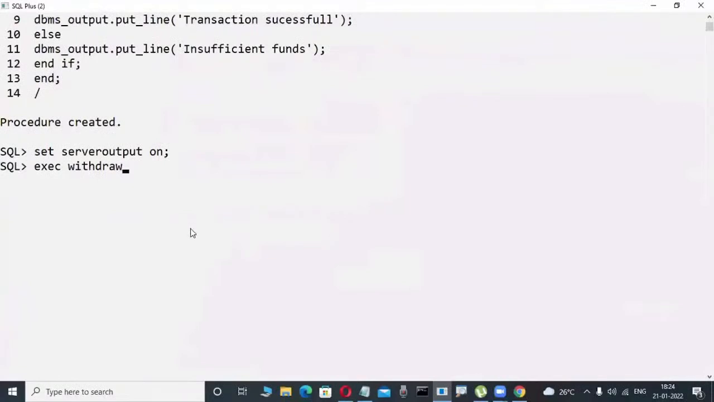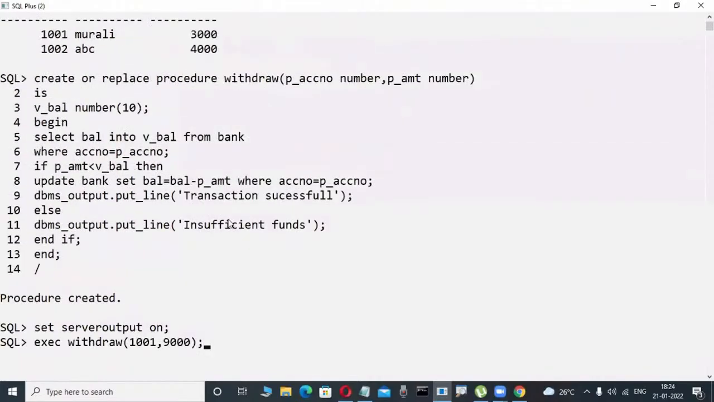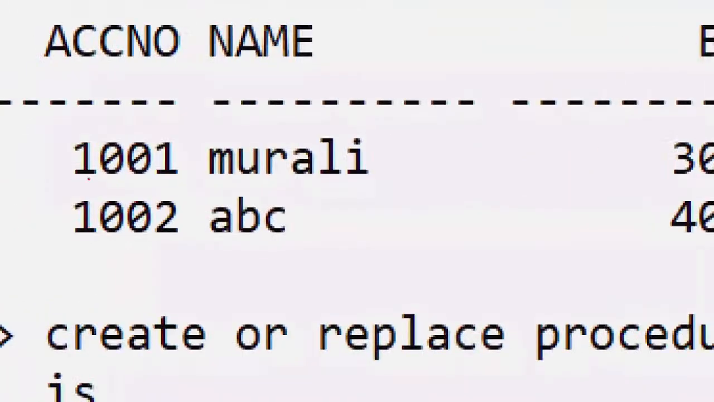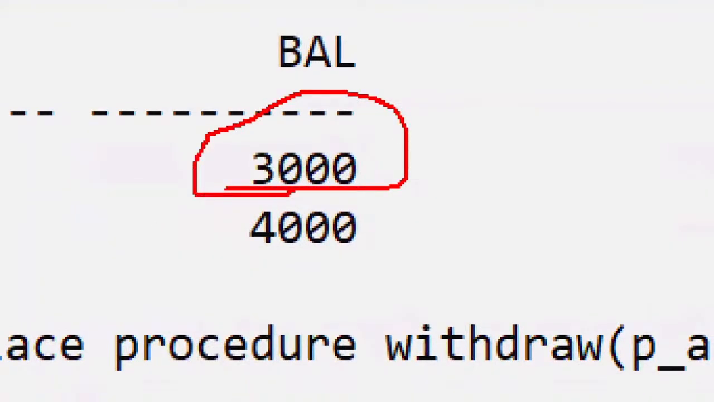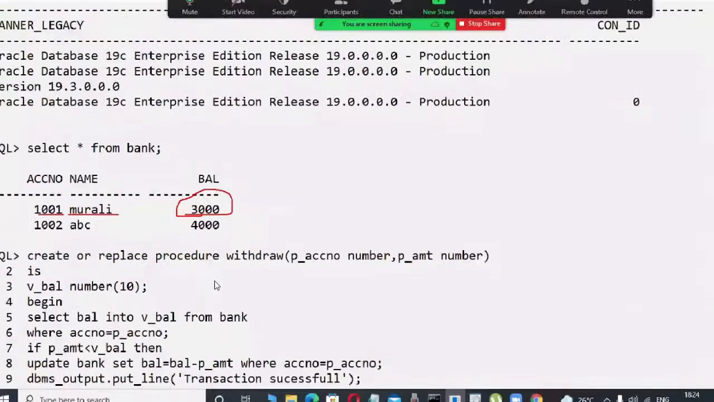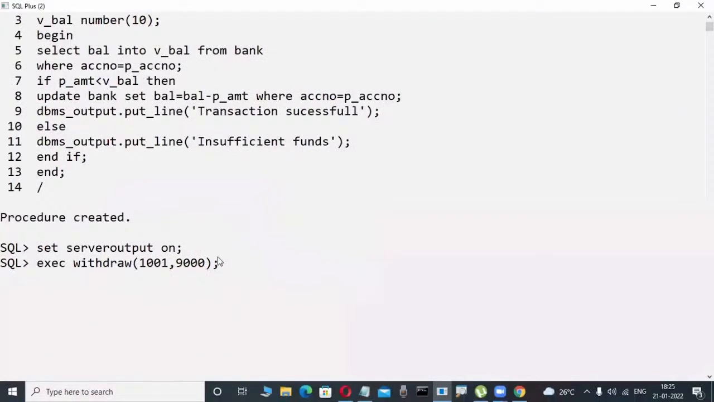Okay, fine. Here my account number 1001, account number I'm passing, comma, I try to withdraw 9,000 rupees, for example. Observe here, slowly observe it here. In this table, observe the scenario logically: 1001 is my account number, Murali is my name. Now my balance is how much? 3,000 is the current balance in my table. Now my account number 1001, but I try to withdraw how much amount? 9,000, because I'm writing this program only, don't worry.